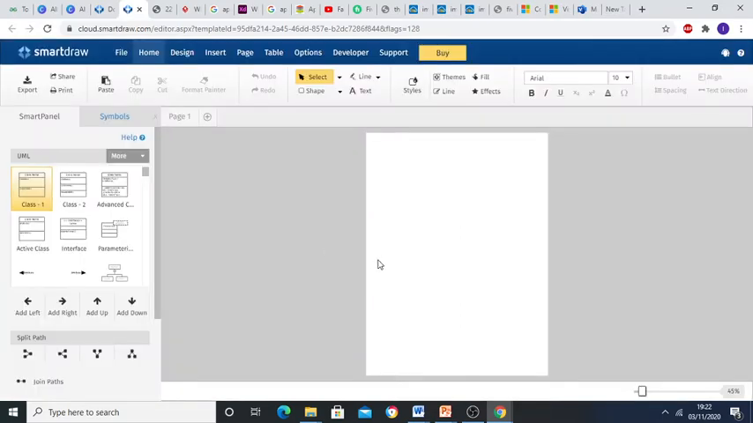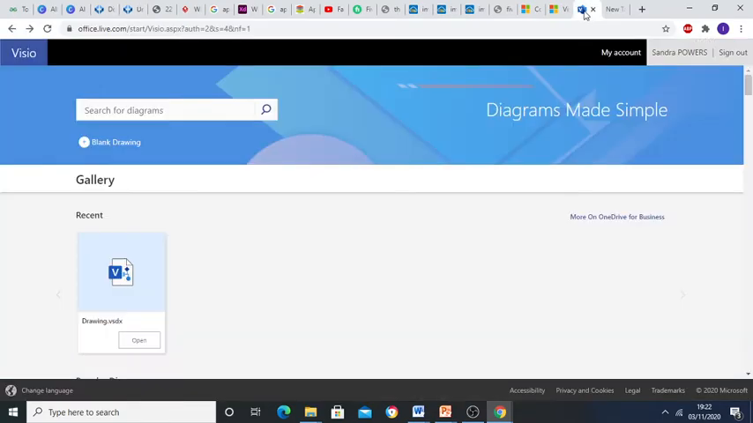Oh, this is SmartDraw. No, I don't want to use SmartDraw. I want to use Visio. Sorry. Yeah, Visio. Forgive me. That was SmartDraw, also another tool for documenting, but I believe SmartDraw is much more limited. Visio is better. Visio is also free.